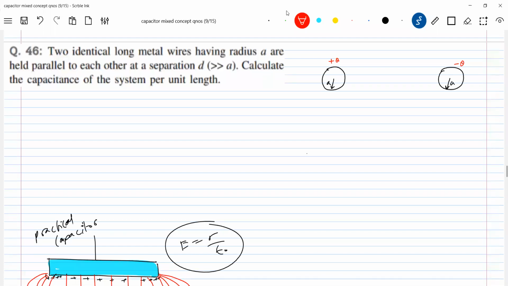So therefore I'll directly write lambda. It's similar to a long non-conducting charged long wire, where the charge will spread only on the surface here. Now let's get the expression. This is the separation between the wires, let it be equal to d. We are asked for the capacitance of the system.